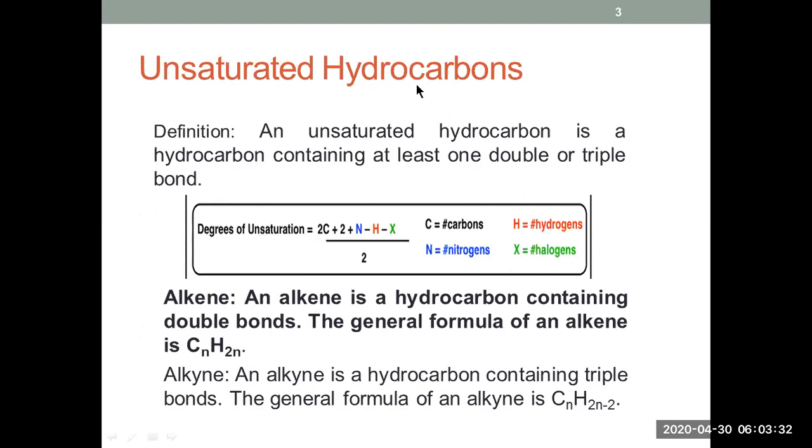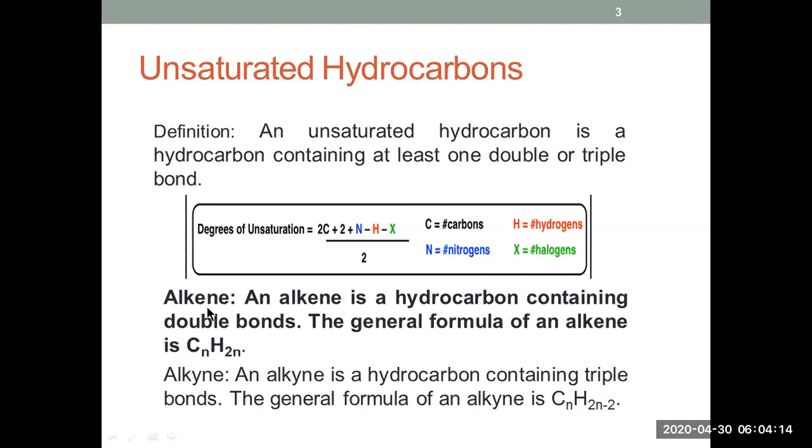Hydrocarbons are those class of organic compounds which are composed of hydrogen and carbon only. Unsaturated means they have further capacity to get saturated, to add hydrogen. In simple words, unsaturated hydrocarbons are those which contain at least one double or triple bond. On this basis, you can categorize unsaturated hydrocarbons into two categories, alkene and alkyne. Our today's topic is about alkene.